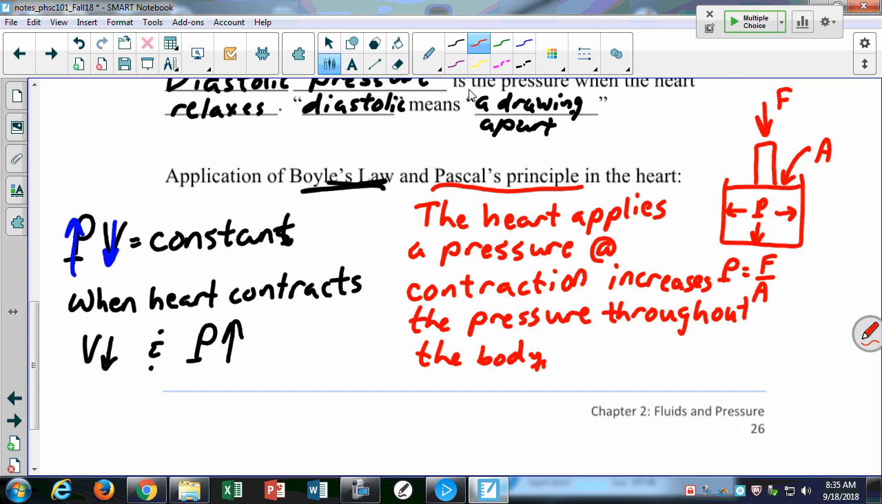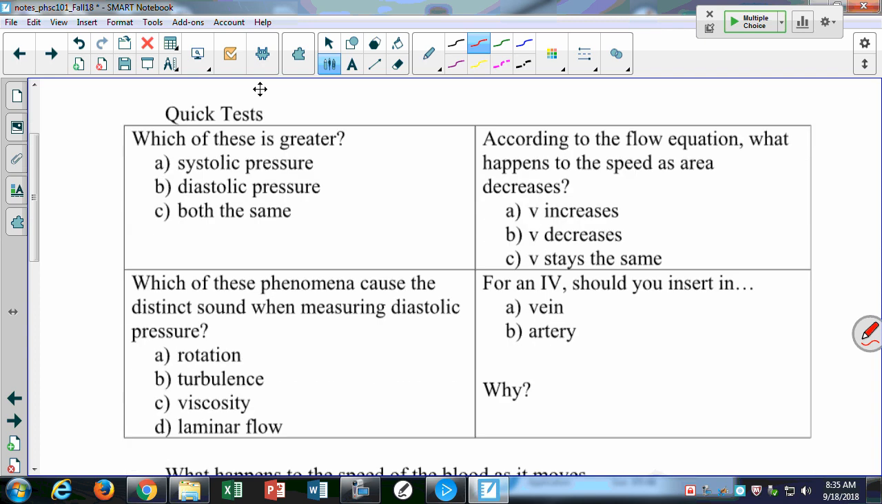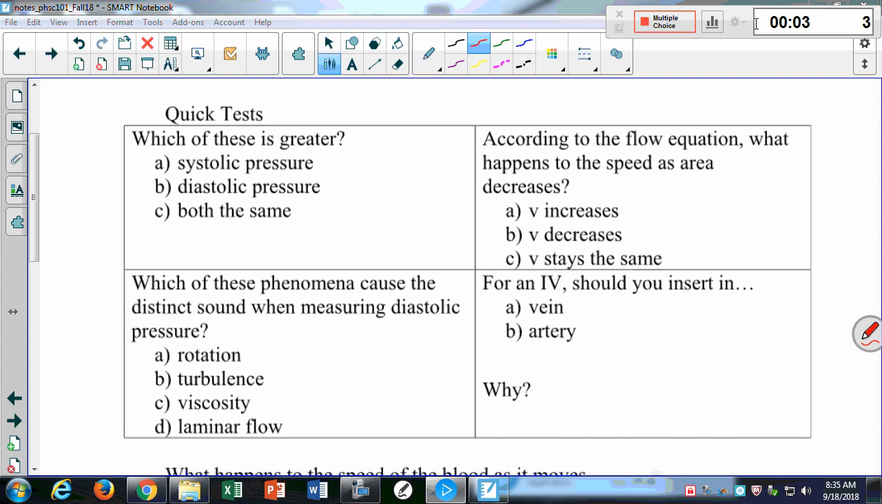All right, let's try a few questions. Which of these is greater? I want you to know the difference between systolic and diastolic pressure, sort of what they are, what their values are. All right, a few more seconds. We'll do the one on the right next.